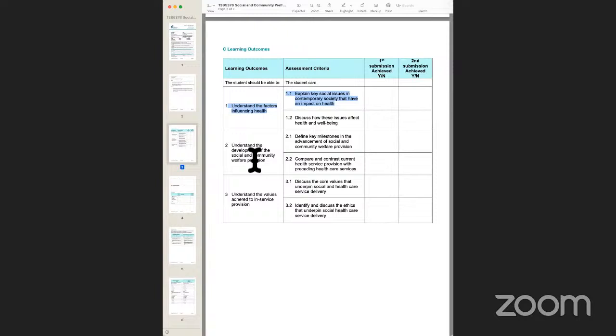And in those cases, the community and welfare provision side of things starts to play in with the help of local authorities, council, and the social and community welfare setup, which tends to provide these services through social workers or healthcare visitors who normally visit the person's home. In those cases, we would be studying learning outcome 2. Again, it has two assessment criteria. We're going to be looking at the key milestones of how the provision for this has developed within the UK.